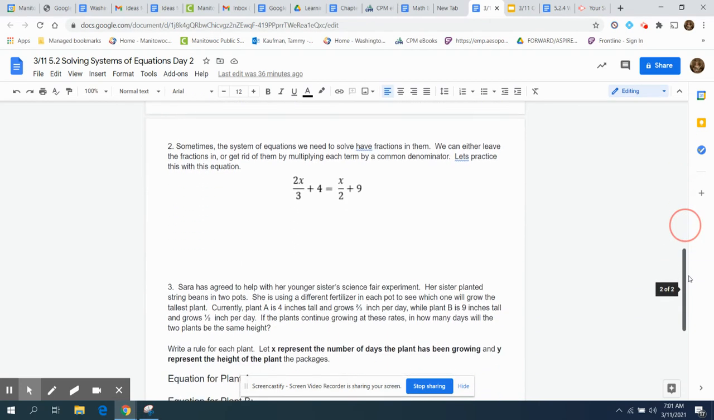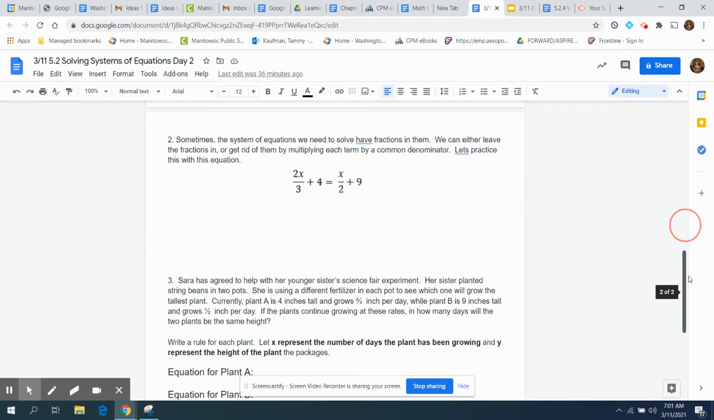After that, we're going to go into solving equations that have fractions in them. Best way to do that is to get rid of the denominator by finding a common denominator, which would be the common number between 3 and 2, which is 6. So you would multiply each one of these terms by 6. So this first term by 6, the second term by 6, and then on the other side of the equal sign, multiply each one of those terms by 6. That should eliminate those fractions.